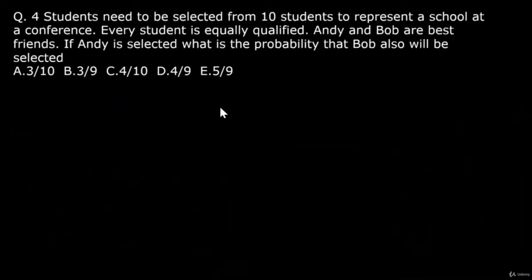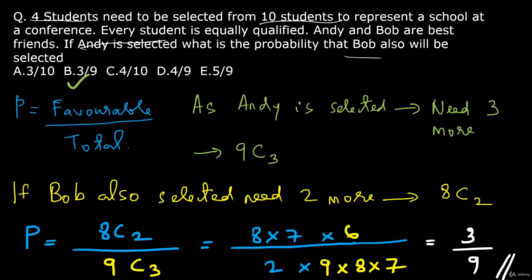Let's read the next question. 4 students need to be selected from 10 students to represent a school at a conference. Every student is equally qualified. Andy and Bob are best friends. If Andy is selected, what is the probability that Bob also will be selected? Alright, what's the answer to this question? The correct answer is option B, that is 3 by 9.